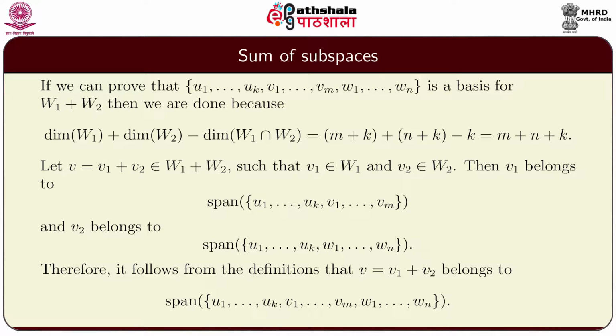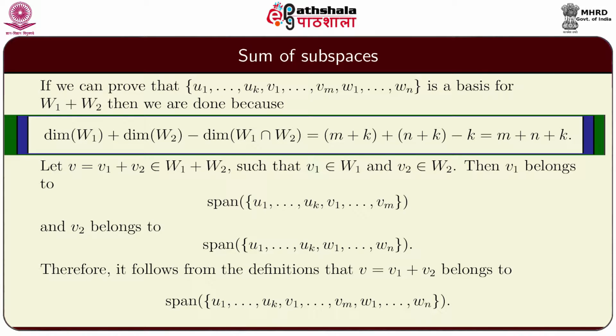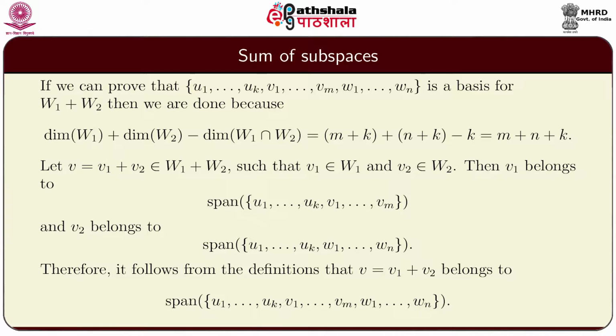If we can prove that this set of vectors u1 and so on uk, v1 and so on vm, w1 and so on wn is a basis for W1 plus W2, then we are done, because dimension of W1 plus dimension of W2 minus dimension of W1 intersection W2 is precisely m plus k plus n plus k minus k, and that is the same as m plus n plus k. That is precisely the desired value.